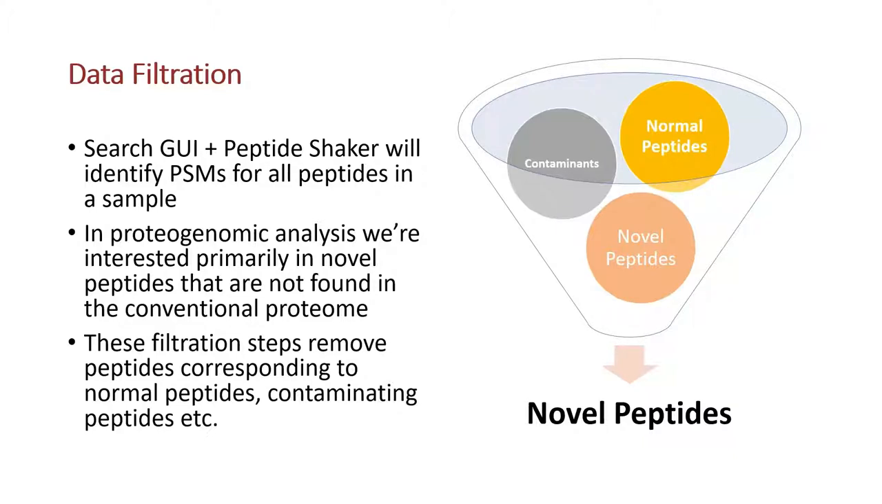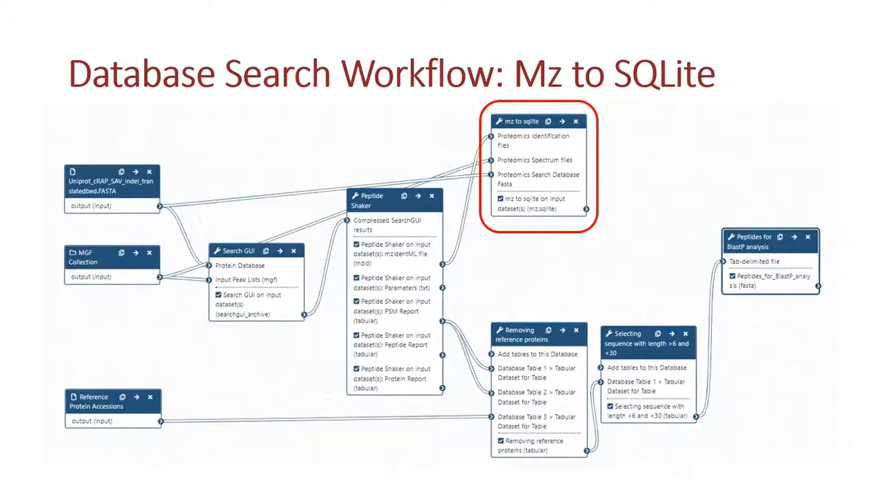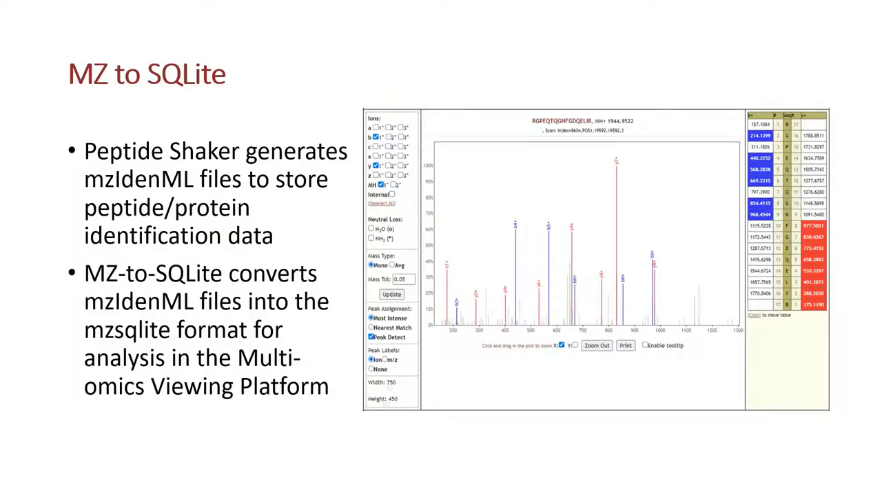The second Query Tabular step will filter out all those peptides that are either too large or too short to be seen in the mass spectrometer. This workflow also includes two nodes that are necessary for downstream analysis. The first is this node denoted mzidentML to SQLite. One of the outputs of PeptideShaker is an mzIdentML file, which stores peptide and protein identification data. This node can convert the mzIdentML file produced in PeptideShaker into the mz.sqlite format, which is needed in the interrogation of peptide spectra using the Multi-omics Visualization Platform, or MVP.